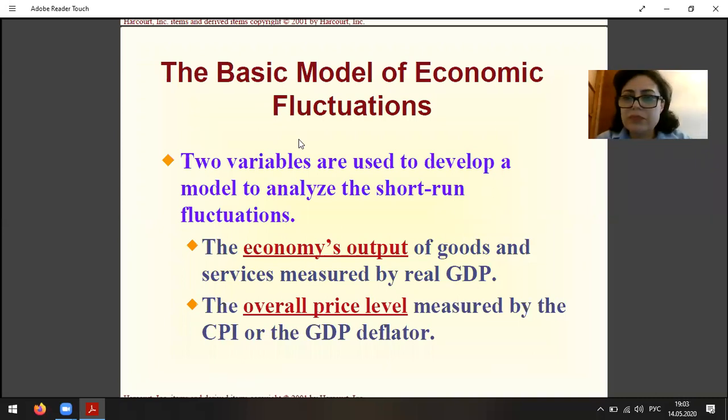What are these two important variables? The first one is the economy's output, and the second one, of course, is the overall price level. The economy's output, we normally measure in terms of real GDP, and the overall price level is normally measured by means of the consumer price index or the GDP deflator. Now let's turn to aggregate demand and aggregate supply.